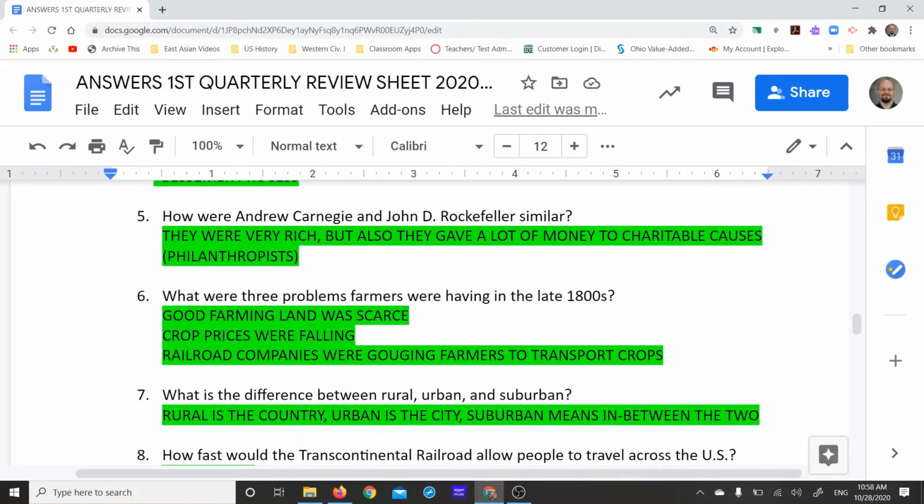What is the difference between rural, urban, and suburban? Rural is the country. Urban is the city. Suburban is outside of the city, but it's not in the country. It's somewhere in between the two.